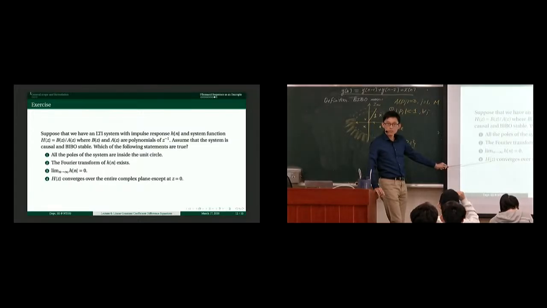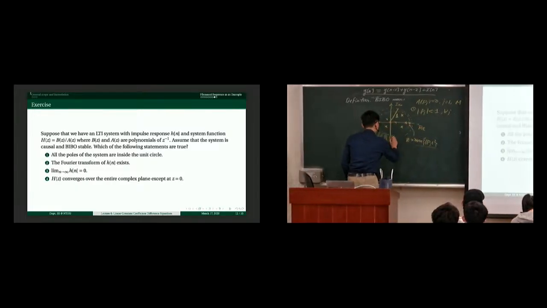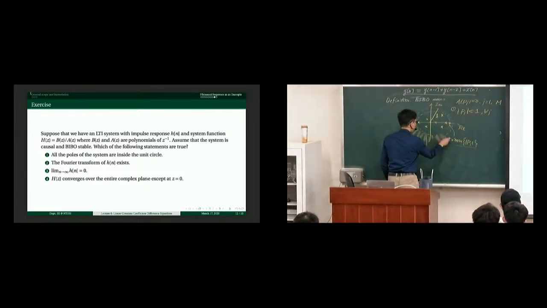Is that clear? The region of convergence is just anything outside the biggest circle, not the entire plane. Definitely not the entire plane. That region of convergence indeed includes the unit circle. The unit circle is in the region of convergence.